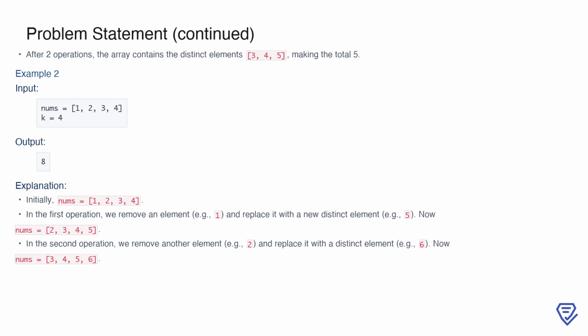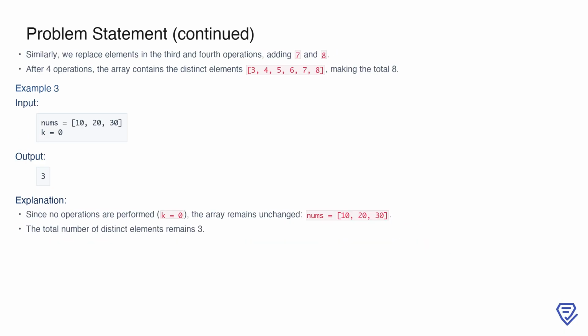Now let's examine a second example. If nums equals 1, 2, 3, 4, and k equals 4, the array initially contains 4 distinct elements, 1, 2, 3, and 4. In the first operation, we remove an element, such as 1, and replace it with a new distinct element, like 5. At this point, the array becomes 2, 3, 4, 5. For the second operation, we remove another element, say 2, and replace it with a distinct element, such as 6, resulting in 3, 4, 5, 6.